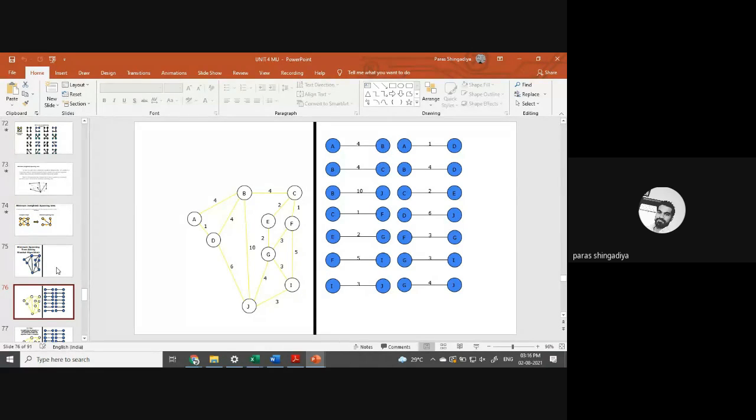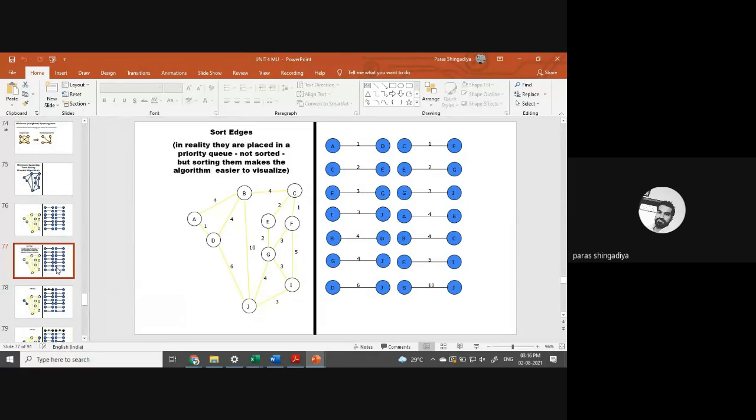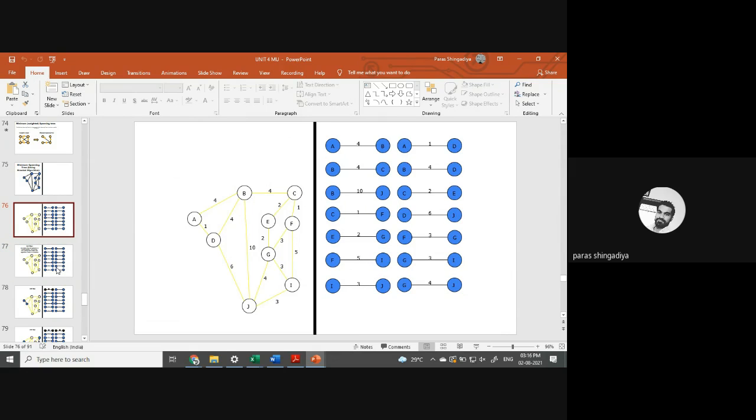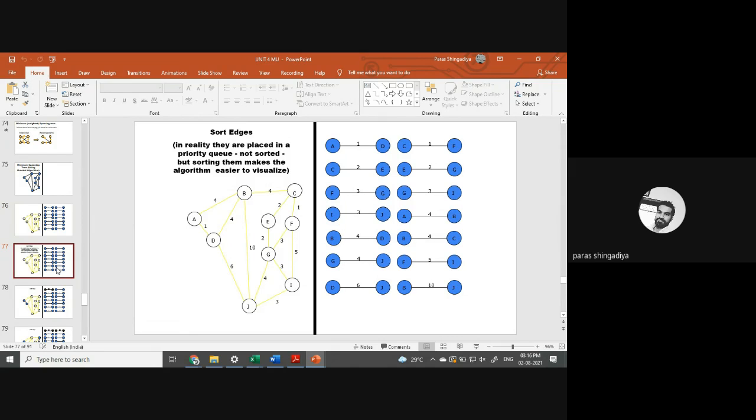Now in step 2, you have to sort it. That means you have to arrange all the edges in sequence, starting with the minimum weight. Clear? If you compare this slide with the previous one, in the previous one we have a random collection of the edges. Any edge you can consider as a first priority. Now after that you have to sort it. That is step 2. You have to sort it here. You have to arrange all the edges as per the sequence.